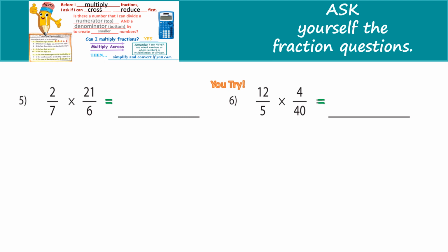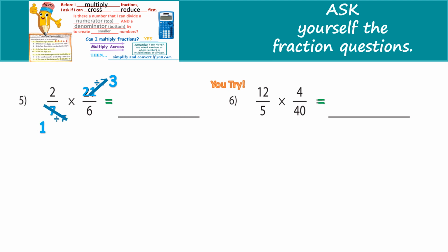So let's check question 5. I see 7 and 21. I don't have any divisibility rules for 7 and 21. So maybe I just ask myself my math questions. Will 7 go into 21 evenly? And if I don't know, I pick up my handy dandy calculator and I do a quick check. I take 21 divided by 7 and I see it does go in evenly. It goes in 3 times. So I can cross reduce the 7 and 21 each with 7 because 7 will go into 21 3 times. And we know that 7 will go into itself, or 7 divided by 7 is 1.